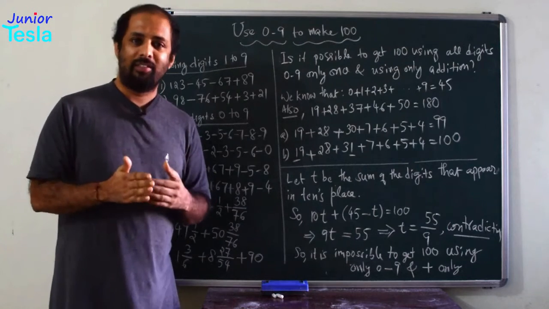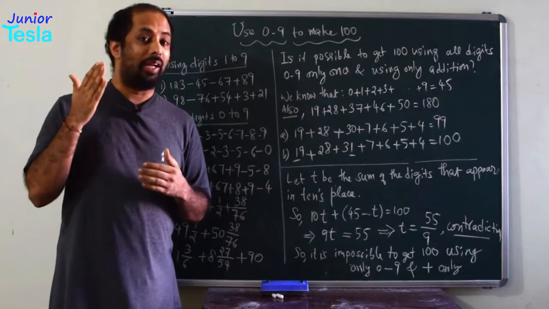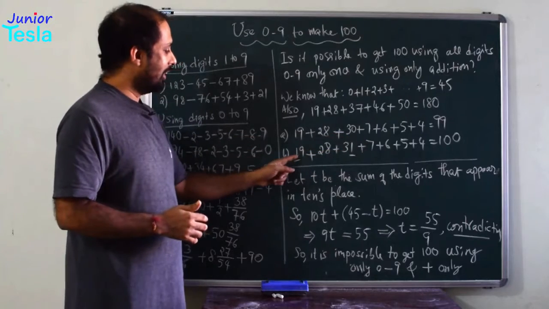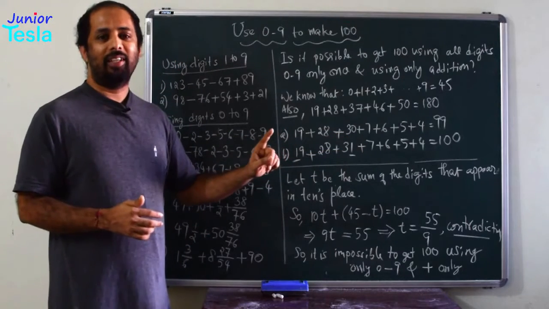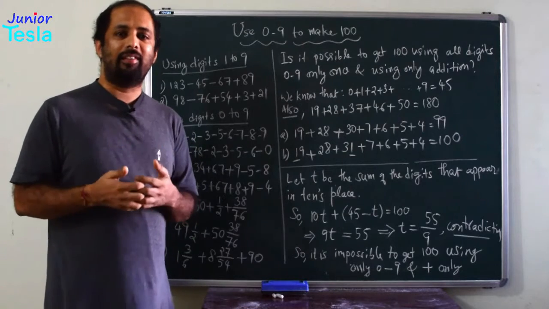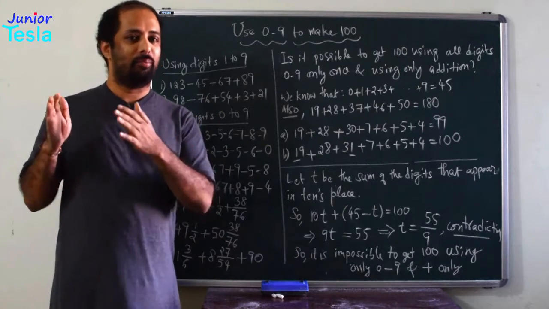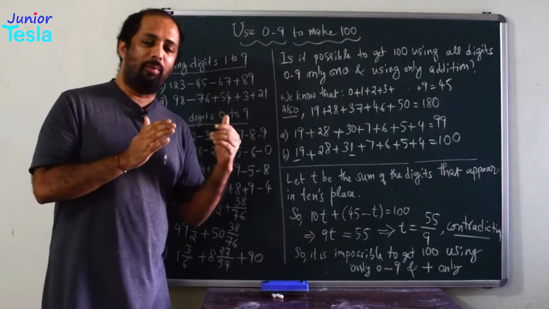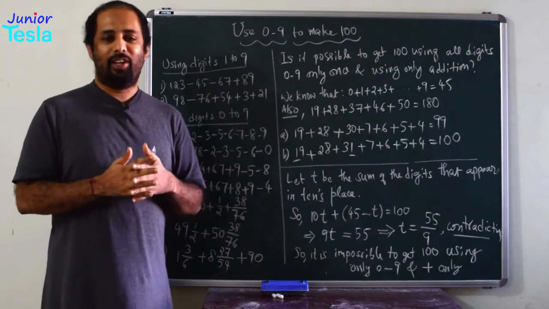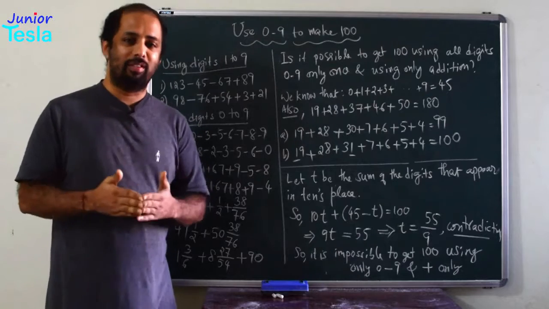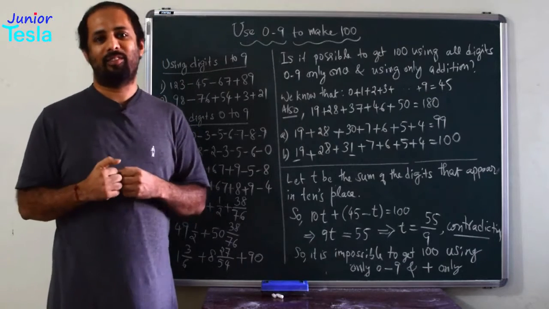The rule says all the digits must be used only once, but here we have used one digit twice, right? So it is not the correct answer. So do we get a series where there are digits from 0 to 9 used only once and with only operation addition? Now mathematically it is proved that it is impossible to write such series.